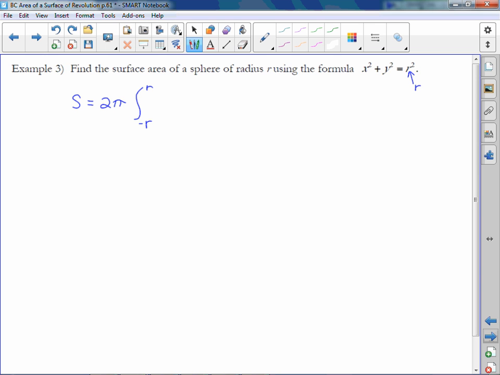And then we're going to use the function, square root of, if we were to solve for y, by the way, y equals plus or minus the square root of r squared minus x squared. So that's our function that goes under here. And we don't worry about the plus or minus. It's just r squared minus x squared.